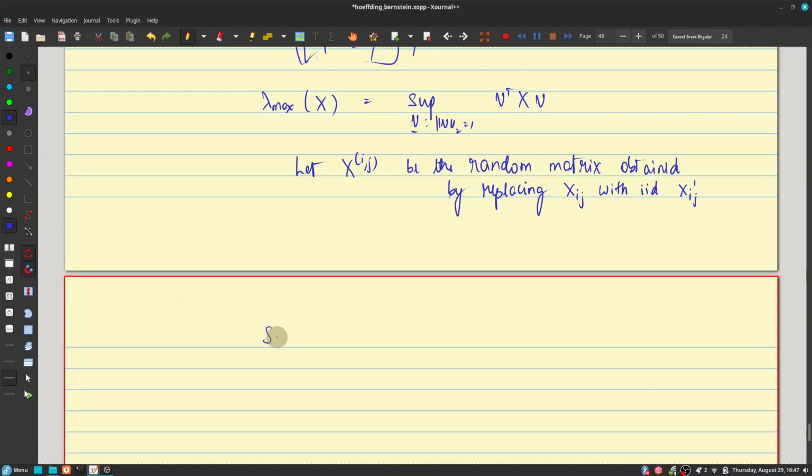So let's suppose that lambda is equal to lambda max of X, which is equal to, say, V transpose X V, where this V is the eigenvector corresponding to the largest eigenvalue of X. Okay, I'll write this in an equivalent form, also equal to the maximum over all U with norm U equal to 1 of U transpose X U.